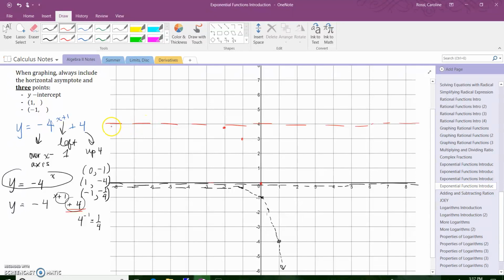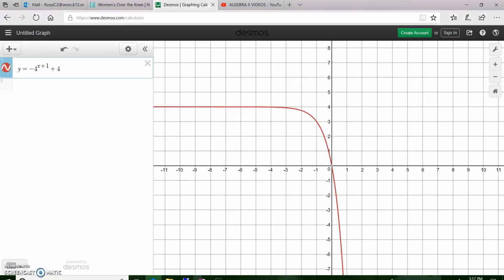Like that, and just do a nice smooth curve, decaying quickly, going down. Make sure it levels off near the HA. Okay, and just to double check, I did graph this here. This is negative 4 to the x plus 1 plus 4. If you get rid of the negative, it's just facing upwards. So the negative just makes it a downward reflection.